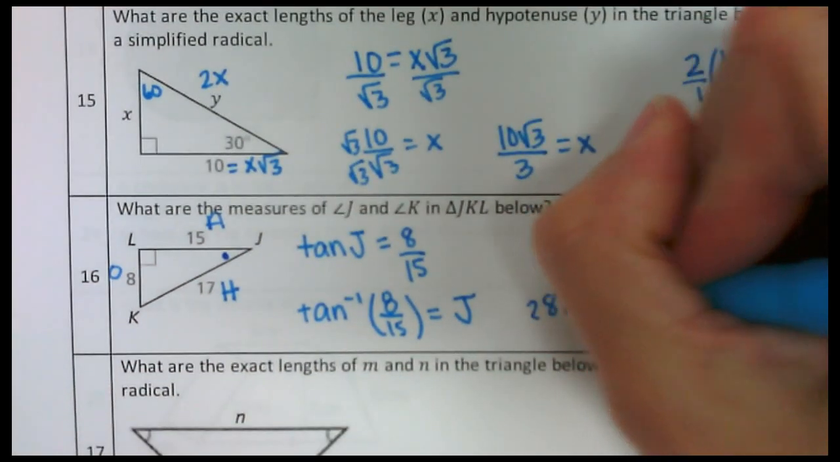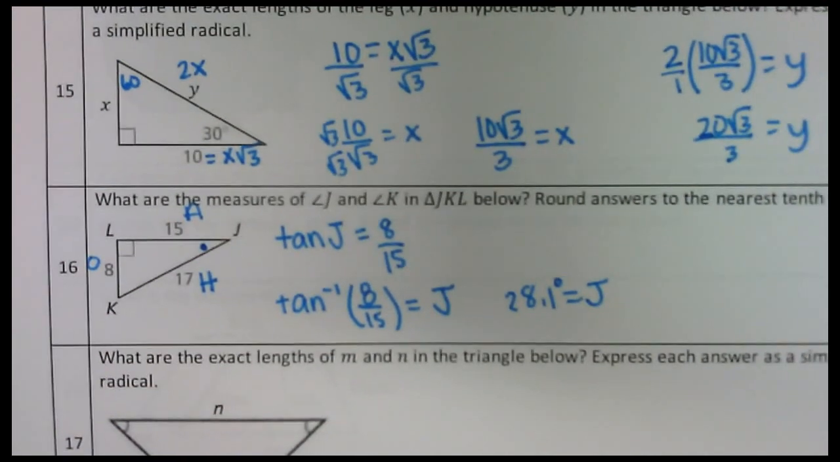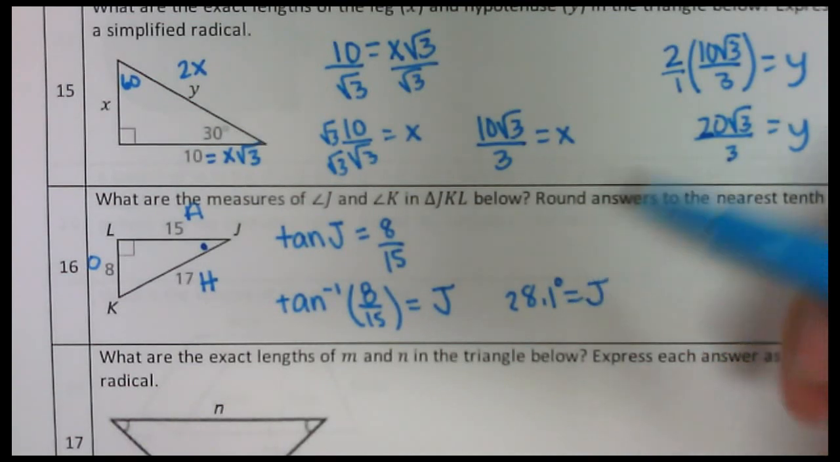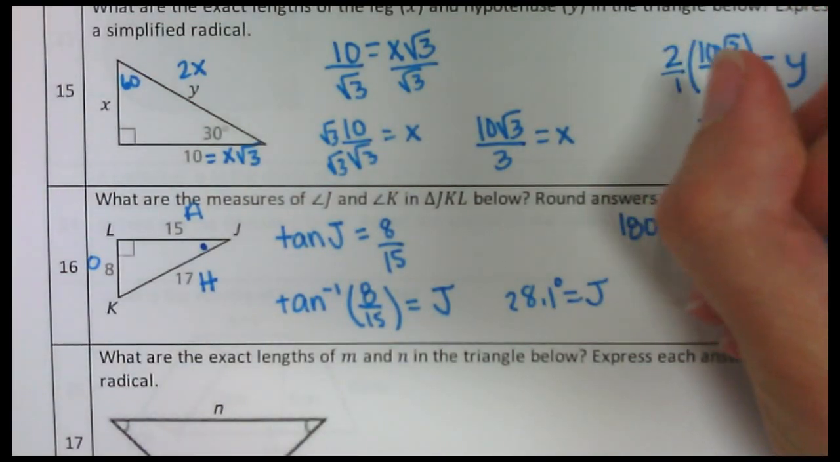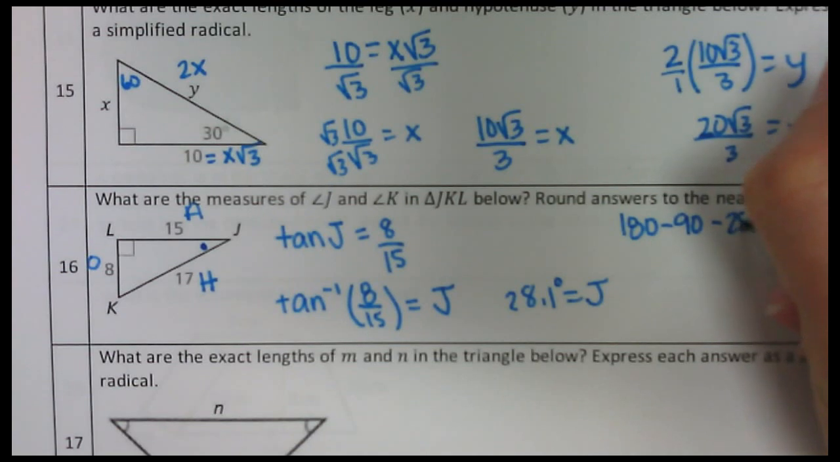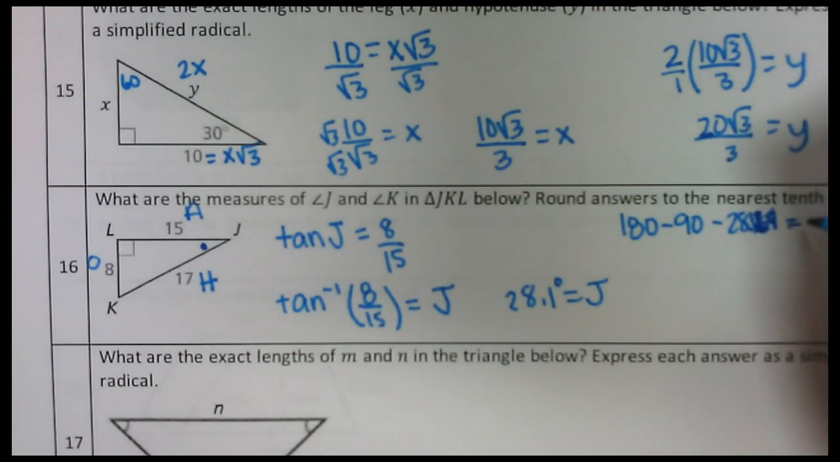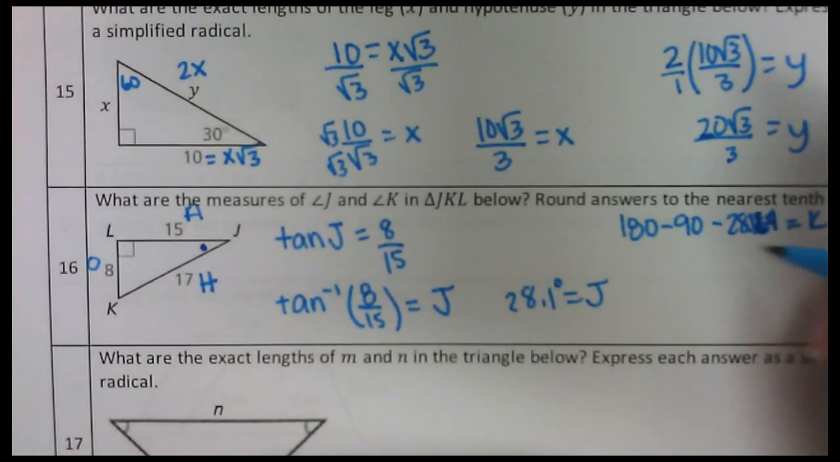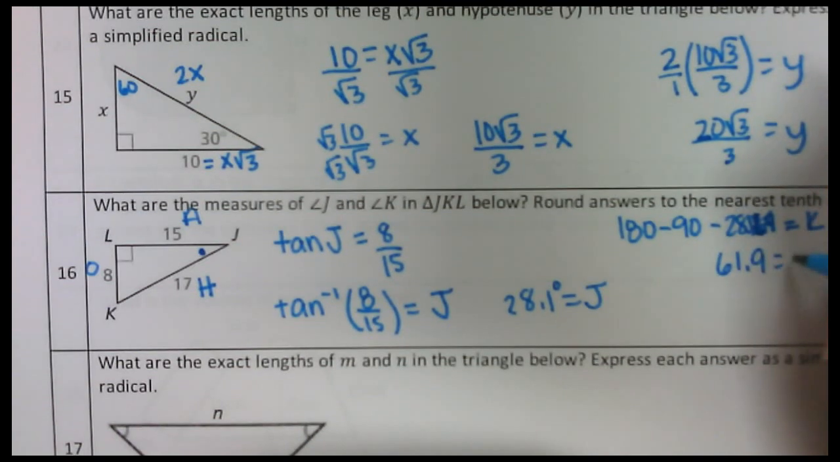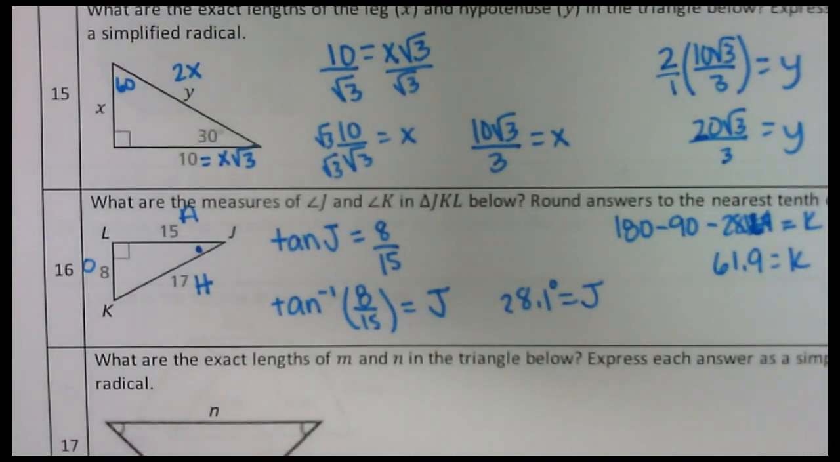So 28.1 degrees. We know that all the angles in a triangle have to add up to 180. So if I take 180 and I subtract 90 and I subtract 28.1, then I'll be left with my K angle. So I can go ahead and subtract, and I get that it's 61.9 for K.